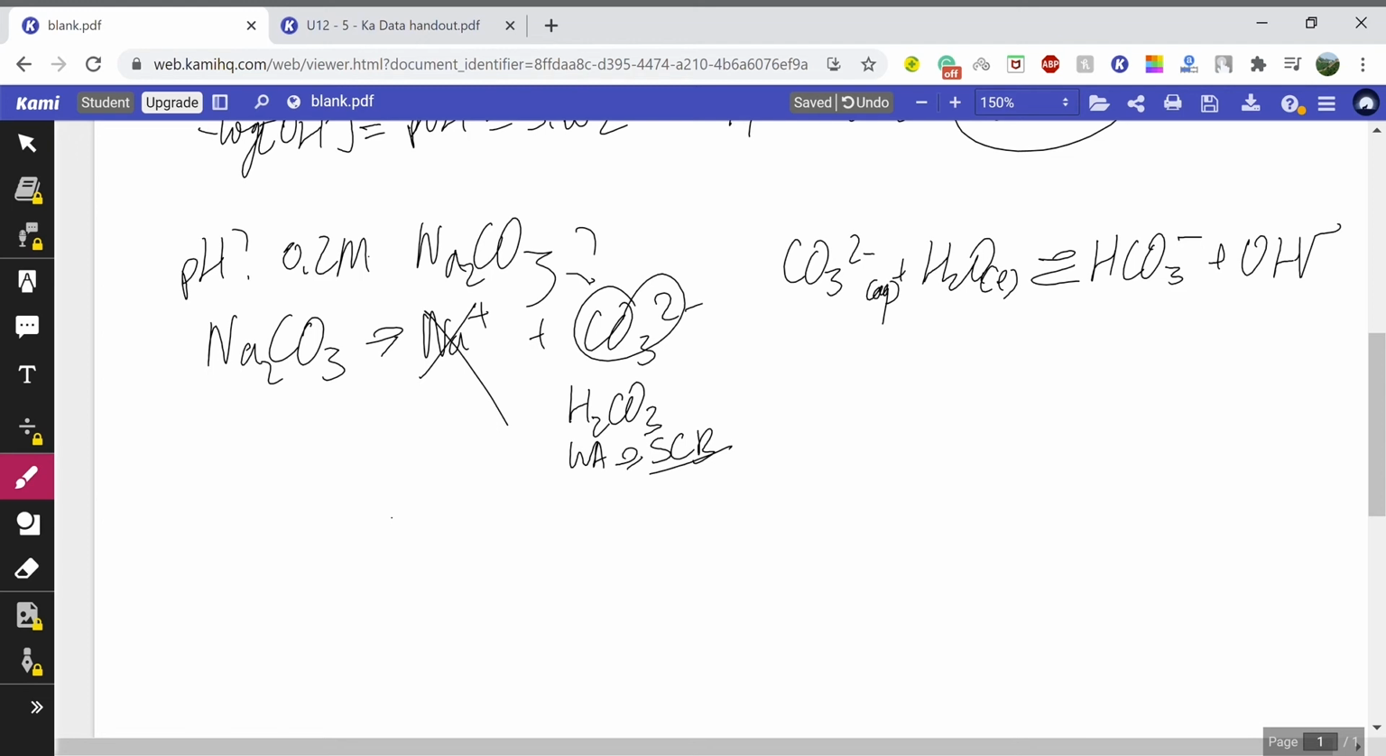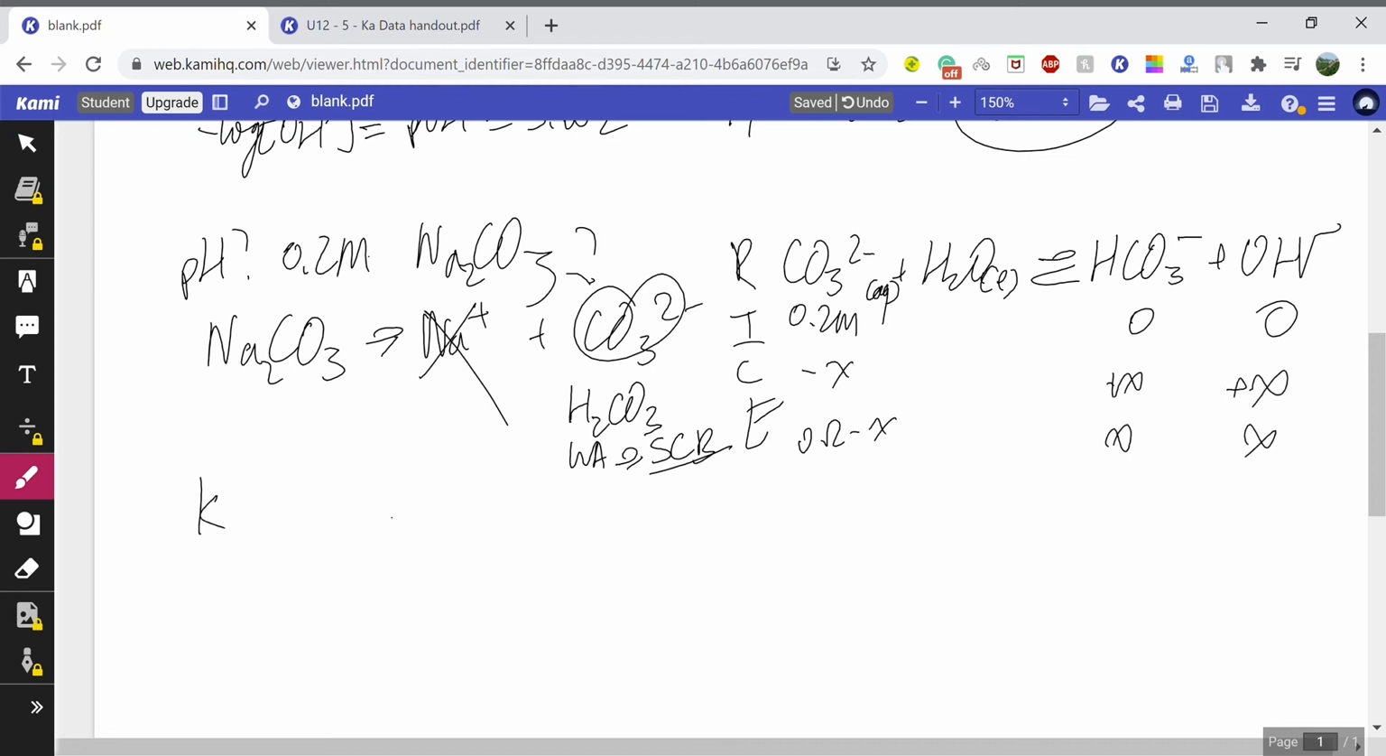Okay, now with that, we can set up our RICE chart again. We're given 0.2 molar. So 0.2 molar minus x, 0.2 minus x, 0, 0, plus x, x, x, x. So we can do K again, this time it's OH, so we're going to use Kb. If you're in a solution that gives you an acidic solution, then you're going to have to use Ka. So watch over here. Kb is equal to x squared divided by 0.2 minus x.